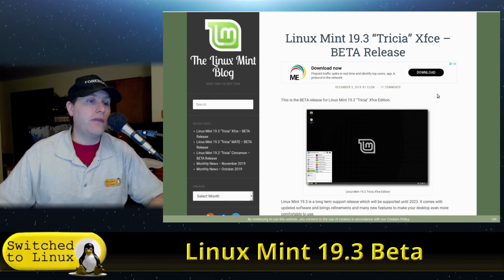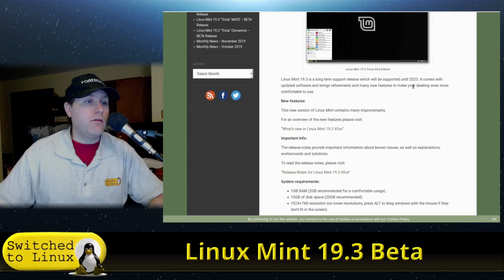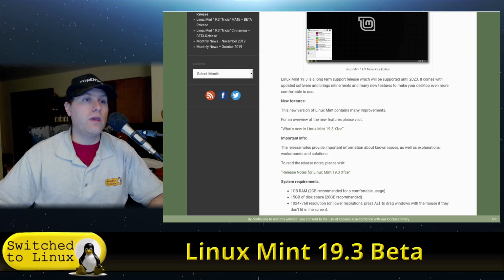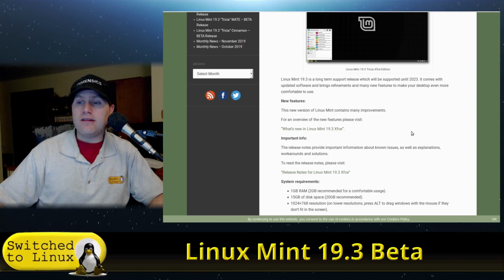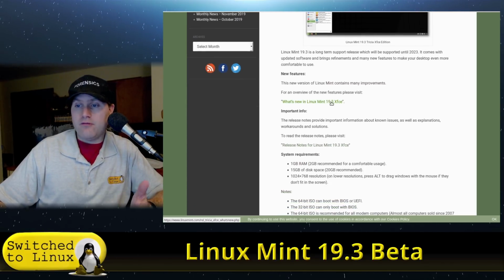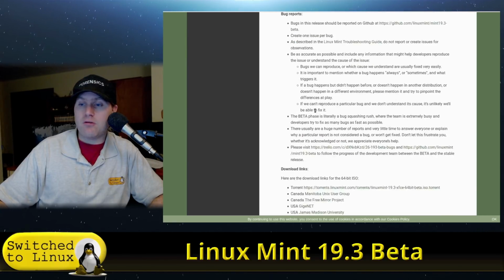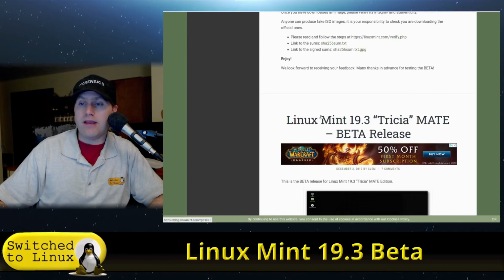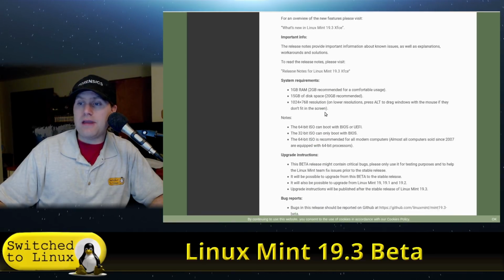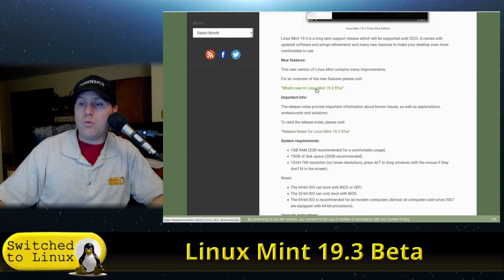We'll just go ahead and have a look at the blog post here. So these are all going to just kind of apply. Of course, we're doing the Cinnamon install, which is the one that we are working with. So let's go ahead and have a look at our various new features. The new version of Linux Mint maintains many improvements. There's a what's new, some release, system requirements, bug reports, download links. So it looks like we are going to have to go and have a look at the what's new tab.